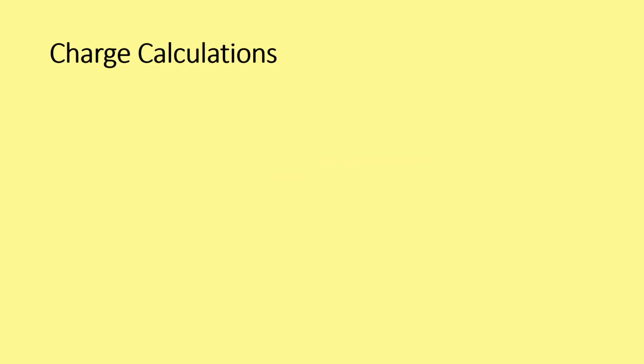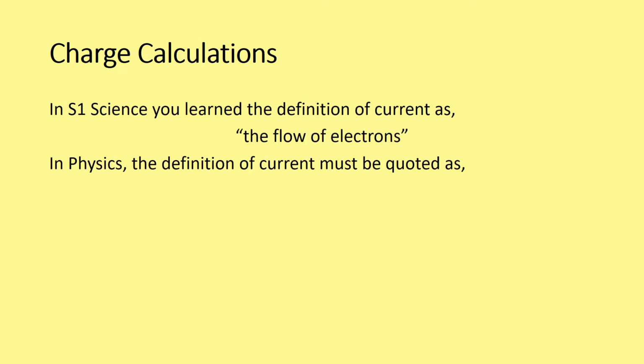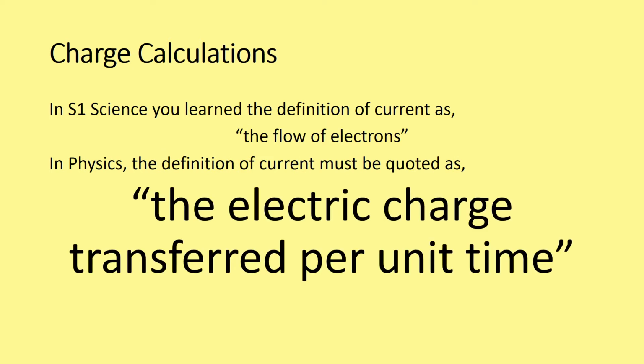Charge calculations. In S1 Science, you learn the definition of current as the flow of electrons. In physics, the definition of current must be quoted as the electric charge transferred per unit time, and we use this definition to help us with an equation for it.